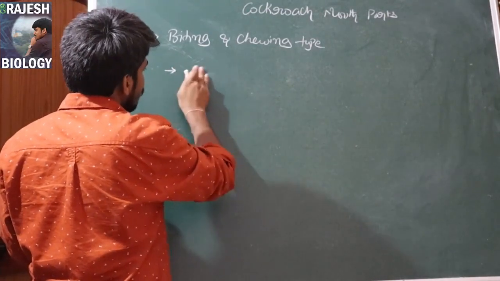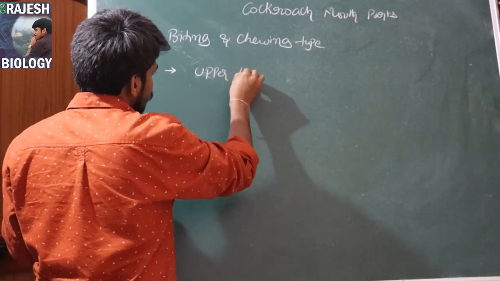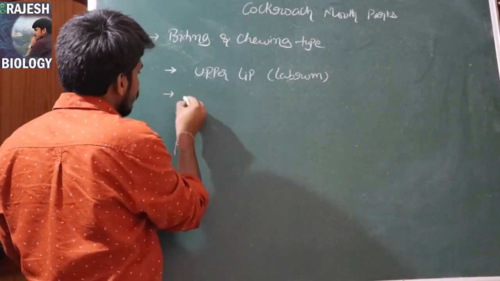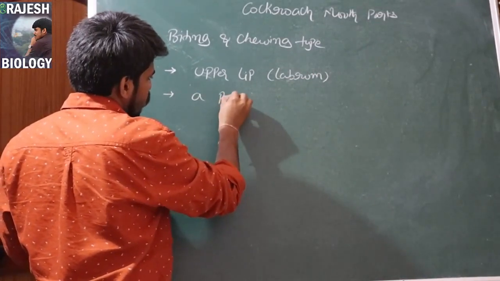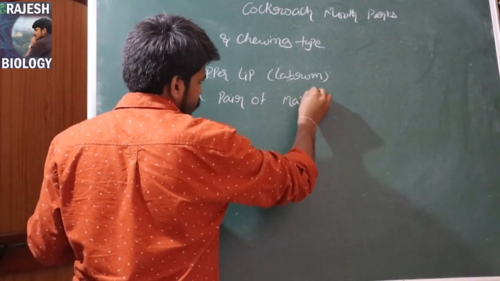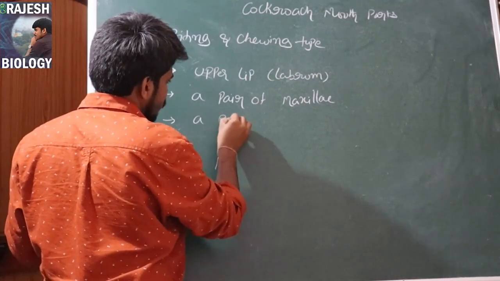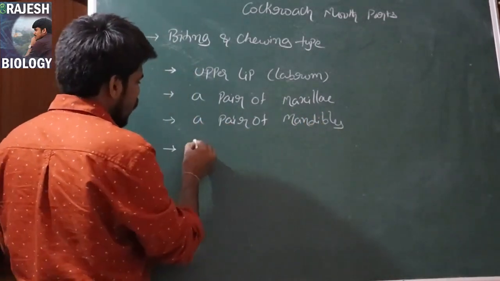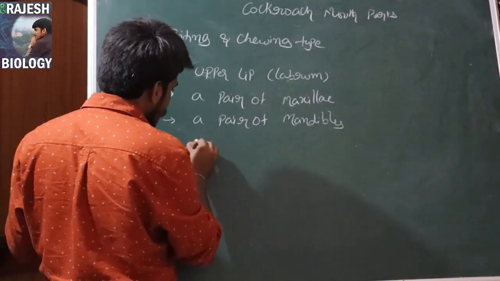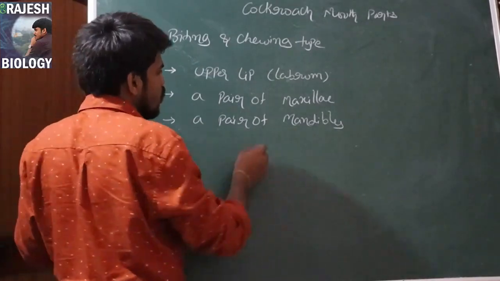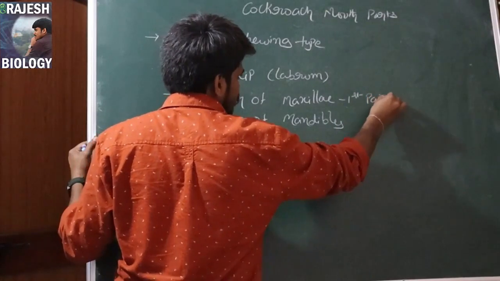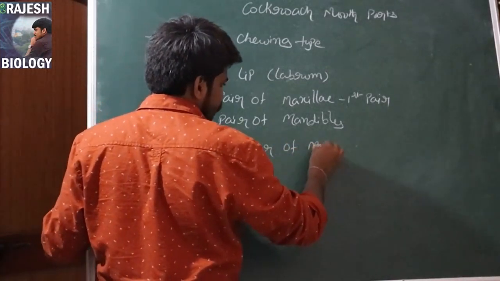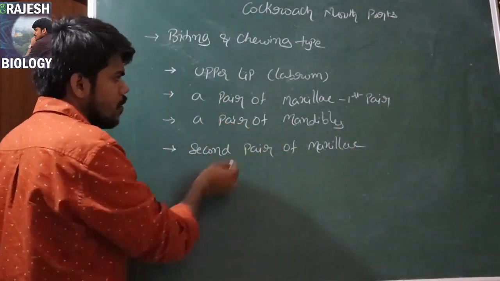First the upper lip, I'll write about the upper lip. A single upper lip, it is also called what? Labrum. Next, a pair of maxilla, and a pair of mandibles, and the lower lip. There is a first pair of maxilla and a second pair of maxilla also.